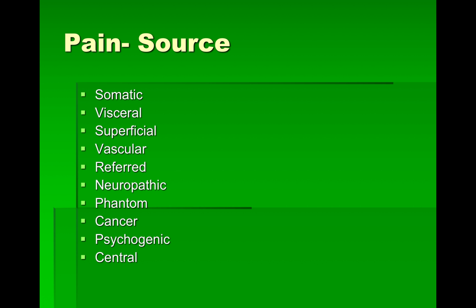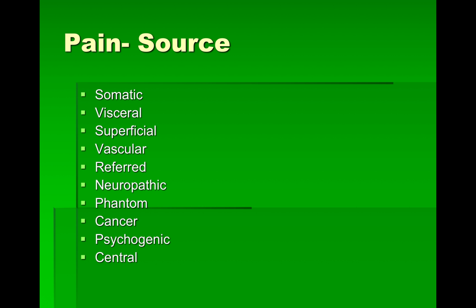And look at all these sources. Incredible. We've got somatic, which originates from skeletal muscle, ligaments, and joints. We've got visceral, which originates from organs and smooth muscles. Superficial is just what it says. It's on top, originates in the skin and mucous membranes. Vascular always means blood. It originates from the vascular or perivascular tissues. An example of this would be a migraine headache.